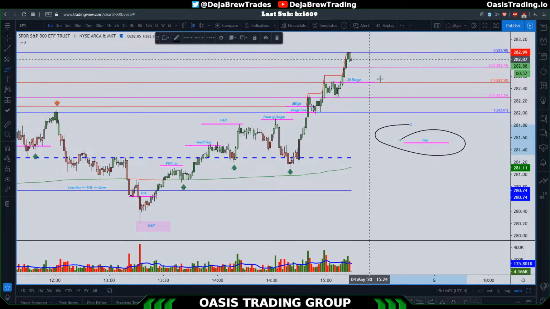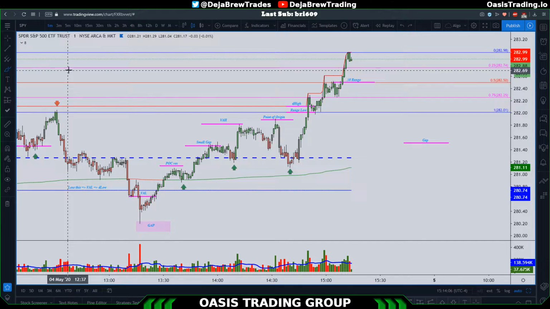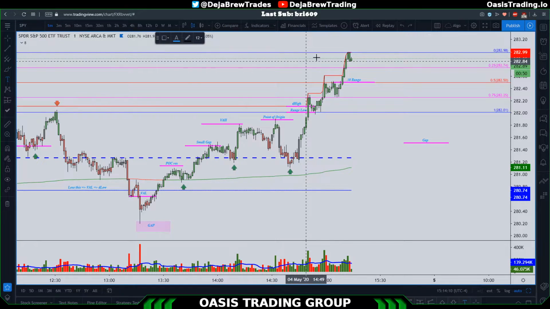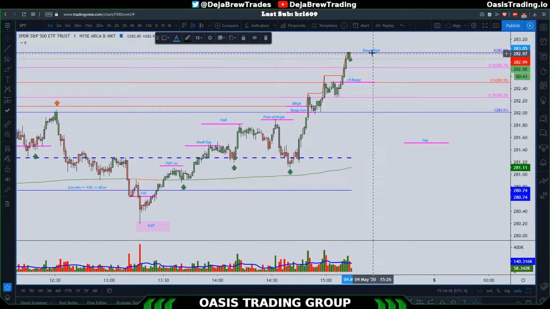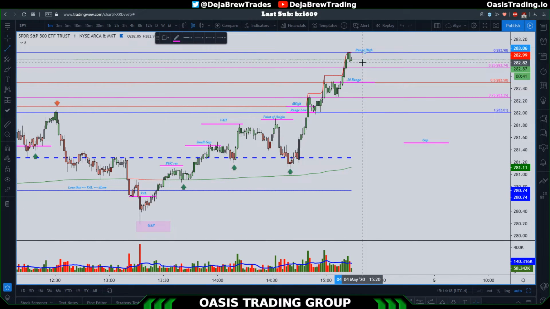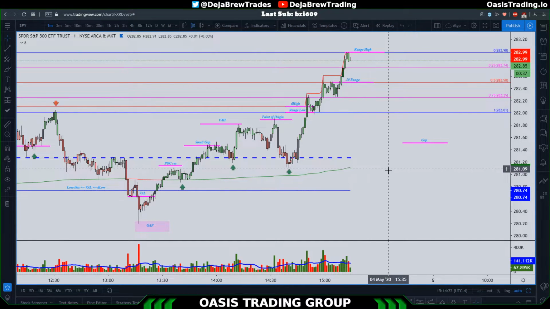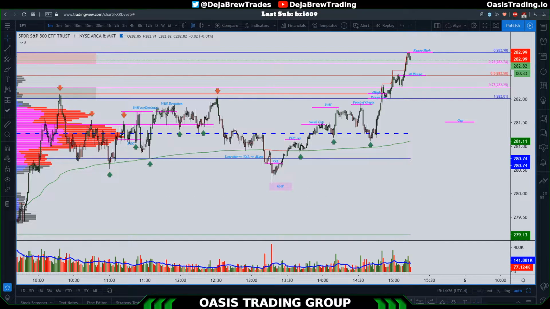Now we're actually testing the high of the range. You have not tested the gap. That would be your bearish target. Okay, so that is the entire day's worth of price action on the SPY and how you could have traded it. I'll pull up some of these screenshots. We'll go over them.